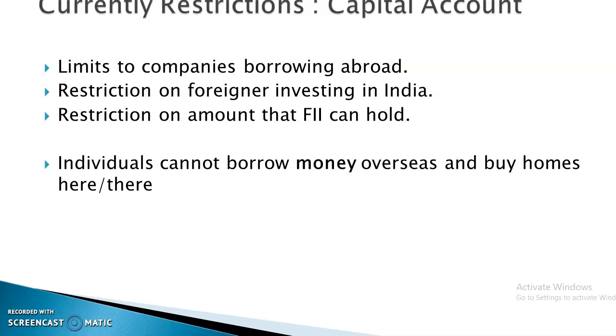Partially convertible means restrictions put forward by the government on converting the domestic currency into foreign currency for doing some kind of transactions related to the capital account. That is known as capital account restrictions. It is known as partially convertible currencies.